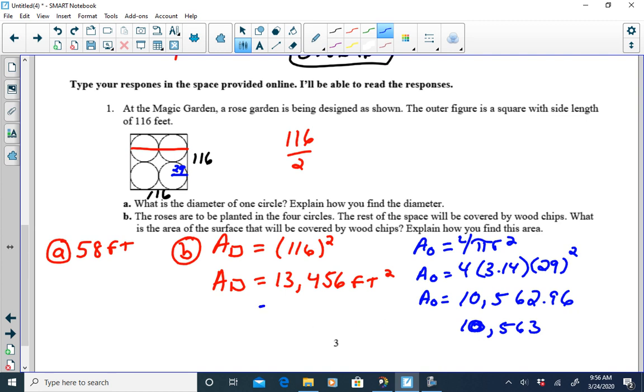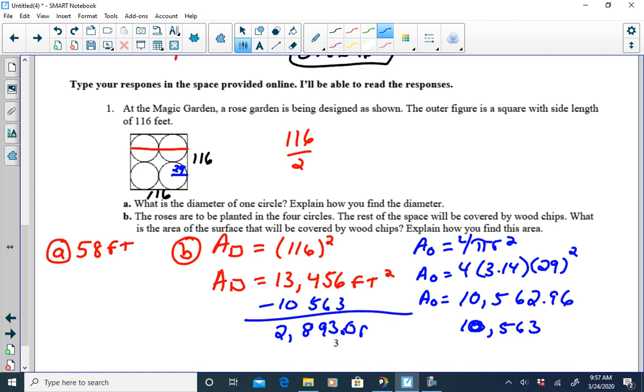And then the area that's going to be covered by wood chips is simply the difference between those. So we're going to have to subtract the 10,563 from the area of the square. So we subtract 13,456 and the 10,563, and we wind up with 2,893. That would be fine. All right, and those are what units?